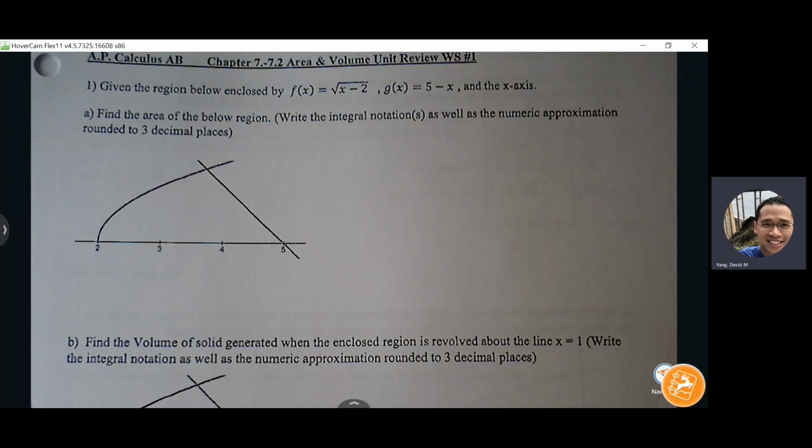All right, given the region enclosed by y equals √x minus 2, that's the graph on the left, y equals 5 minus x, that's the linear graph with a negative slope, and the x-axis, find the area of the region. Write integral notation as well as a numeric approximation rounded to 3 decimal places. I want us to practice this problem both as top minus bottom and right minus left, just so that we can get really comfortable going back and forth. On the test, you can choose either method, but I want us to practice both and be familiar with both methods. Let's explore top minus bottom first.